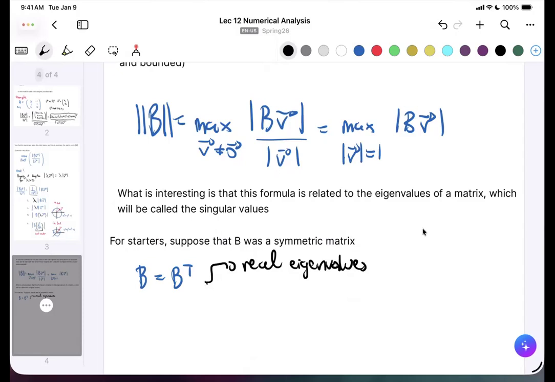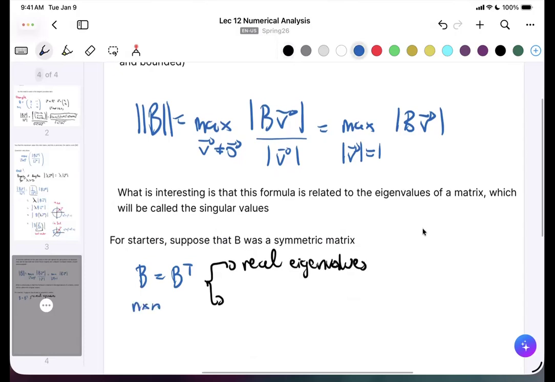So let's say this is an n by n matrix. If this is an n by n matrix, you can find n eigenvectors which are orthonormal.